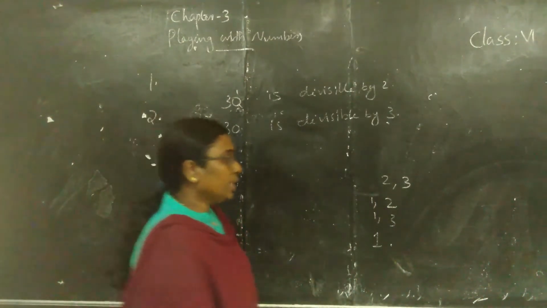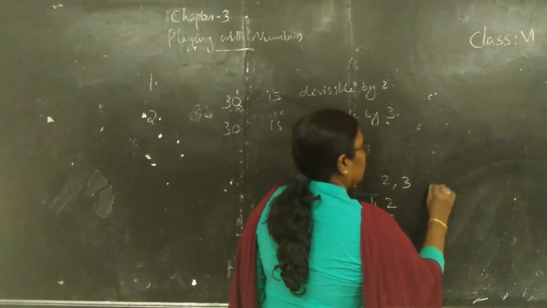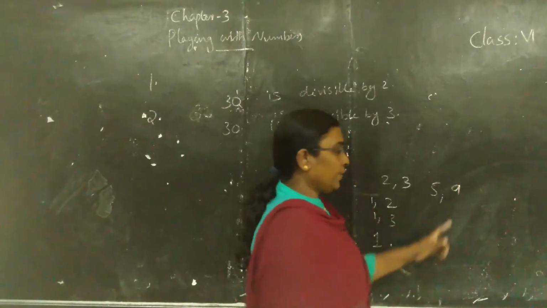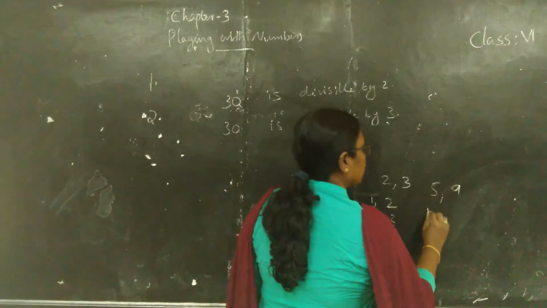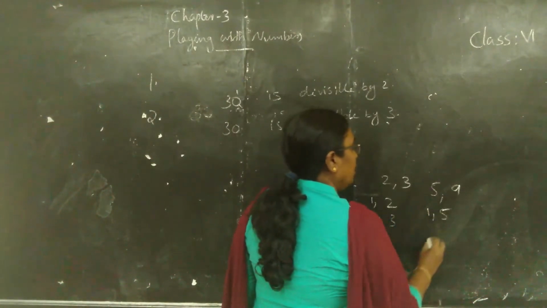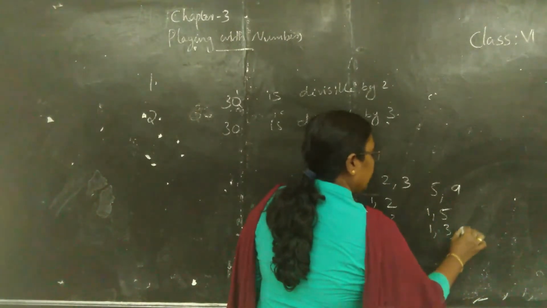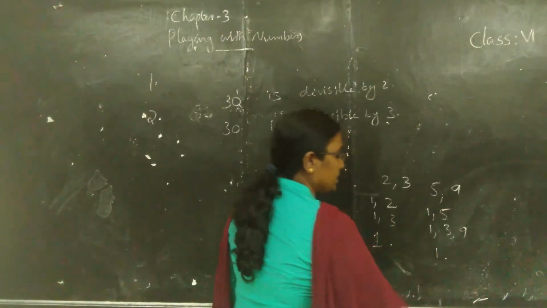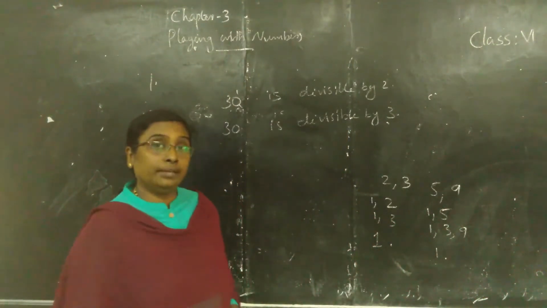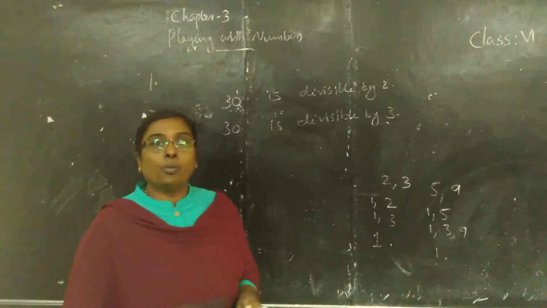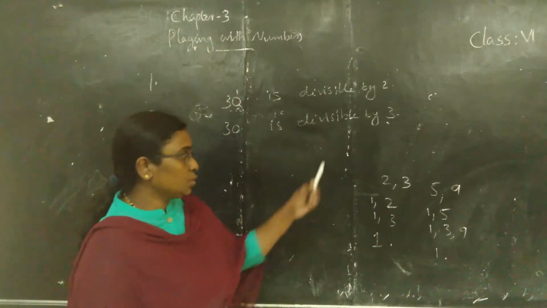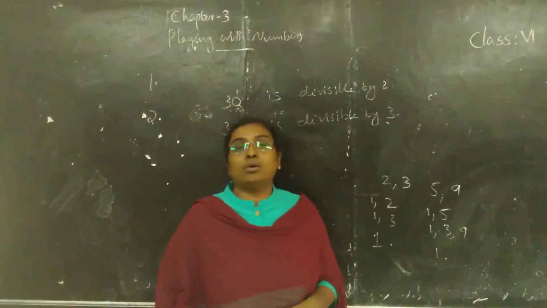Isn't it? 4 and 5, or 5 and 9. 5 and 9 are co-prime numbers. That is, factors of 5 are 1 and 5. Factors of 9: 1, 3, 9. Their common factor is 1 itself. Only 1. So, they are also co-prime numbers. Here also, 2 and 3 are co-prime numbers.